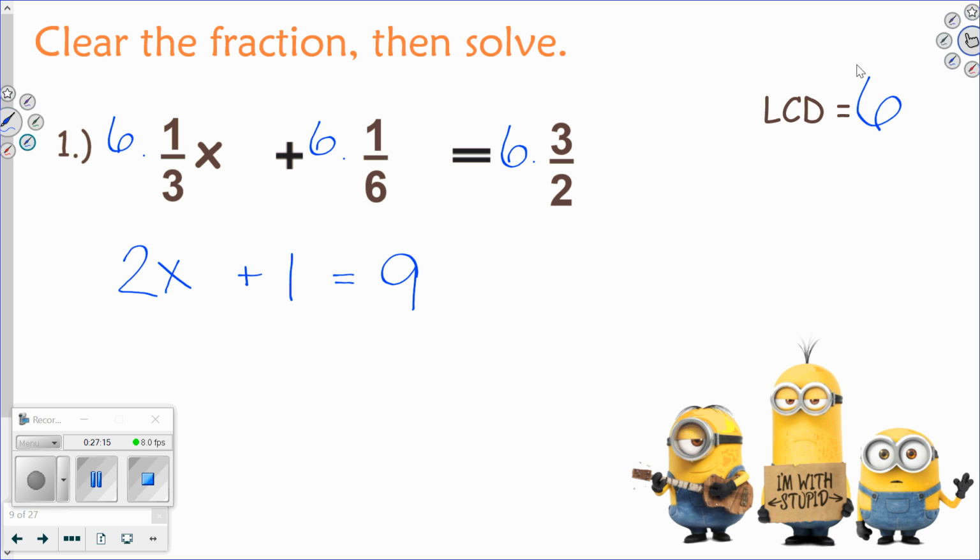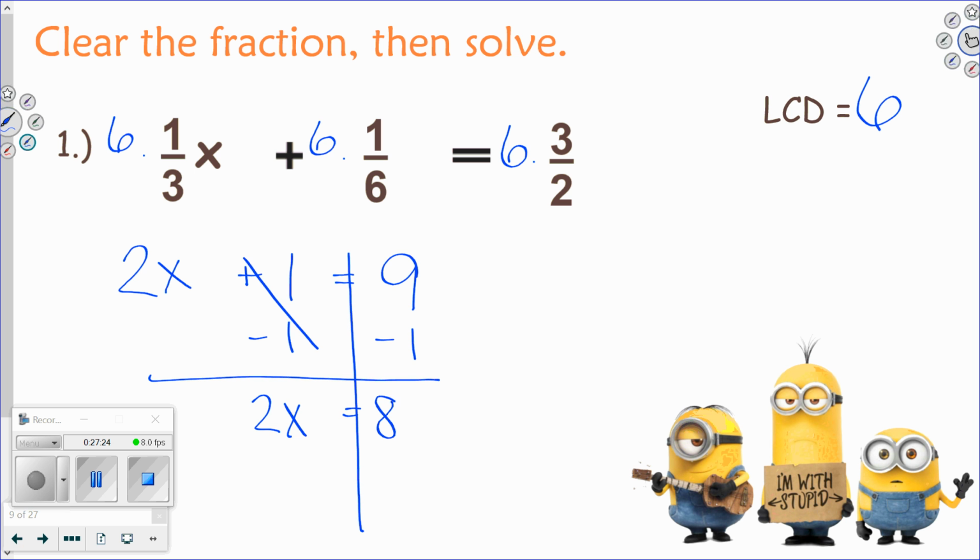So then how do you solve it from here? Good. We'll just subtract the 1. So 2x equals 8. Divide by 2. And x equals 4. And we're done. But you see how much easier that was if I cleared the fractions out? It looked awful to look at, but once I cleared the fractions, you're like, that's not a hard problem to solve at all. Okay? So let's try another one.